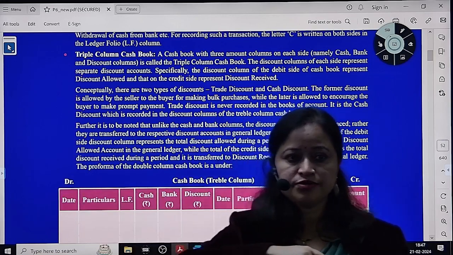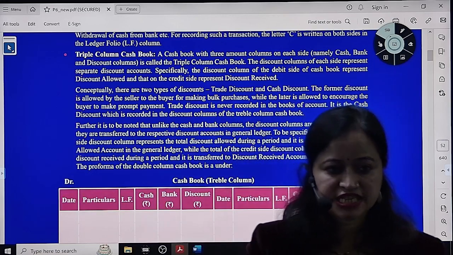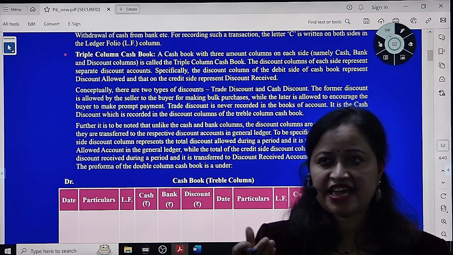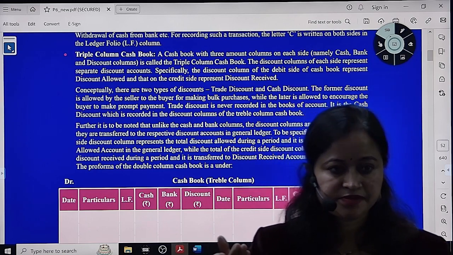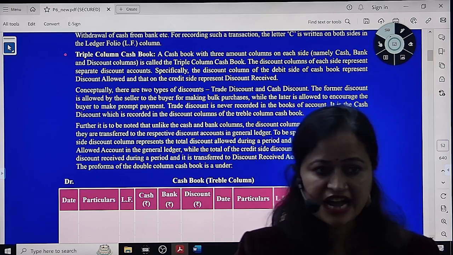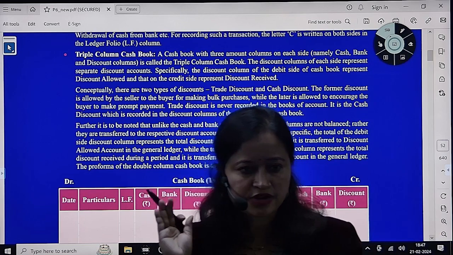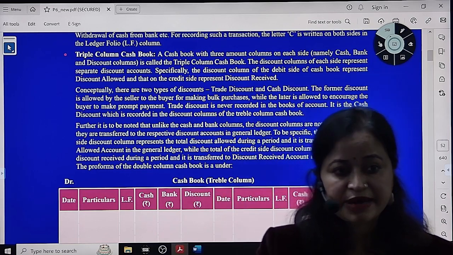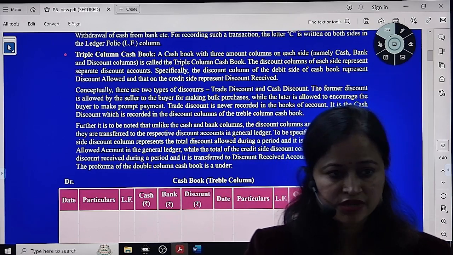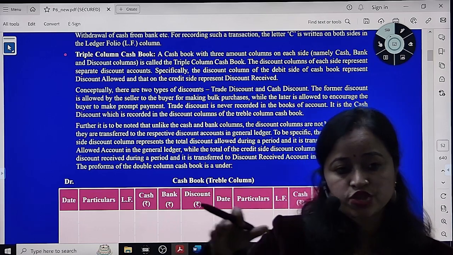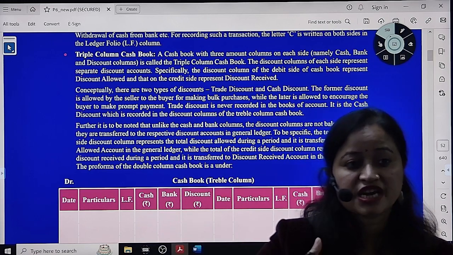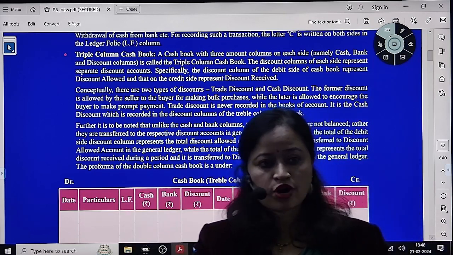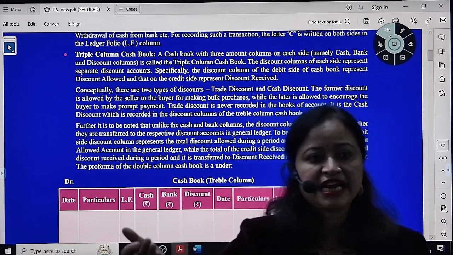Suppose we are making bulk purchases, and the seller says your total bill is 50,000. We ask for a discount, and they say, okay, fine, you give 45,000, no problem, 5,000 we are giving you as trade discount. That 5,000 is not recorded in the books of accounts, because ultimately we are going to pay only 45,000, not 50,000. So here 5,000 is the trade discount, which is not recorded. And 45,000 we said we'll pay later.